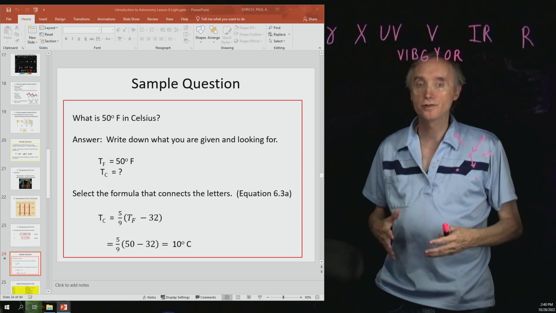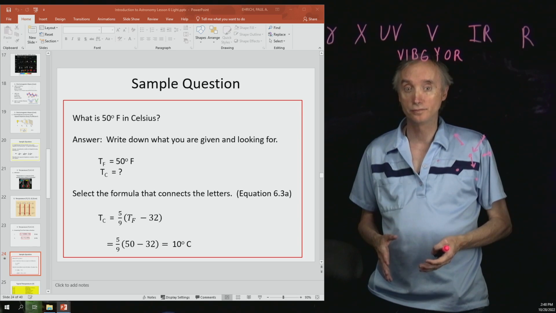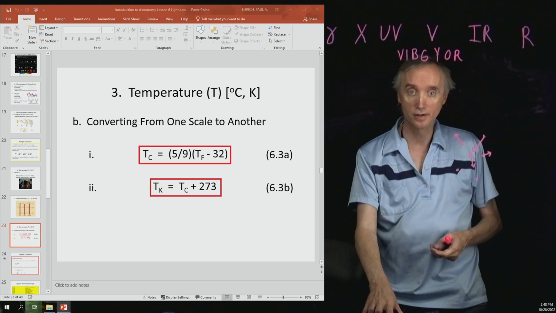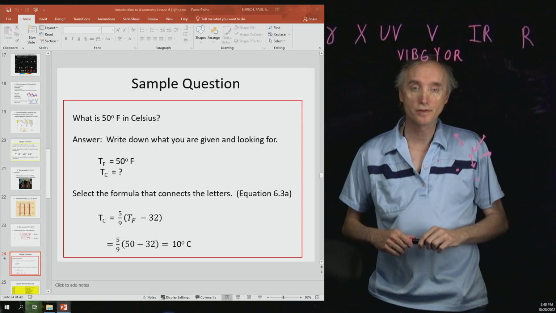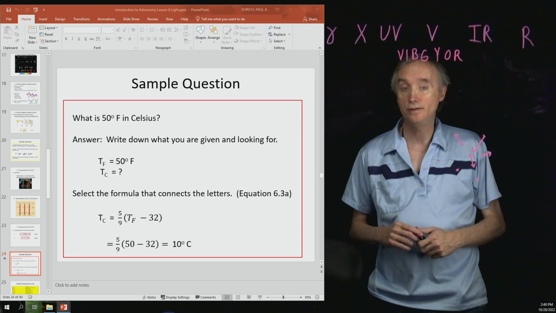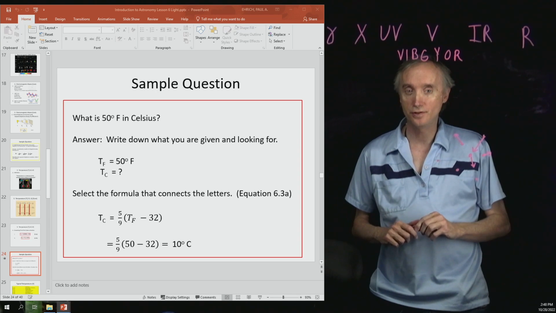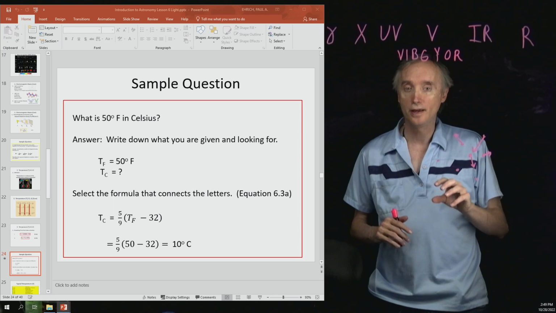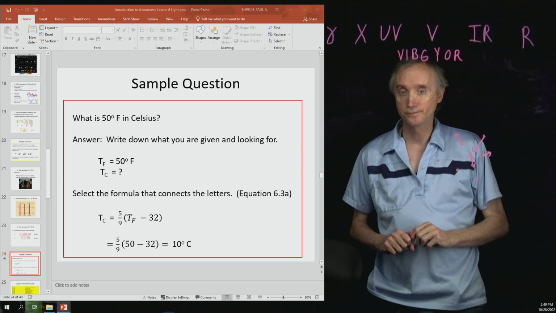Now let's say I want to know what's the temperature in Kelvin. Well, our formula says take the temperature in Celsius and add 273 to it. So if I add 273 to 10, I get 283 Kelvin. Put a K. You don't put the little circle thing. So you just say 283 and then put a K on the end of it.